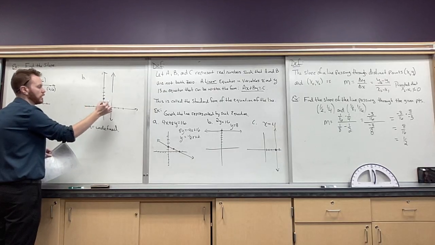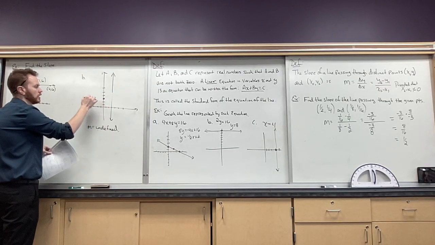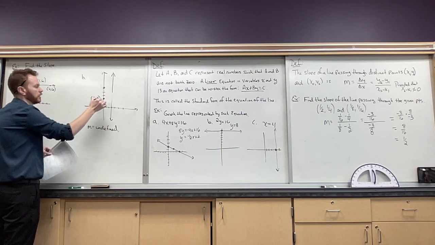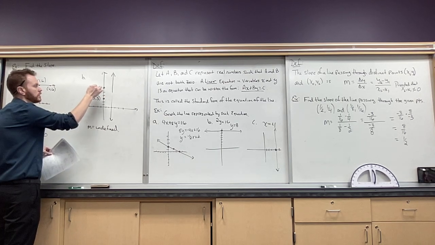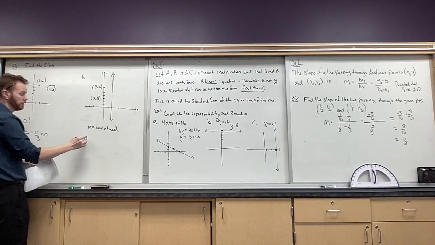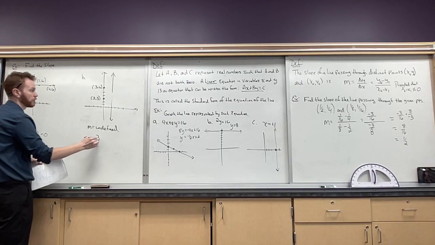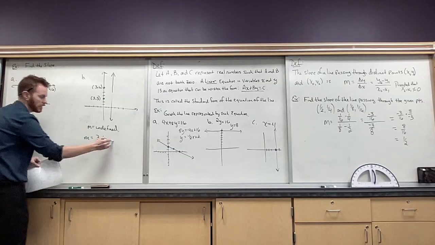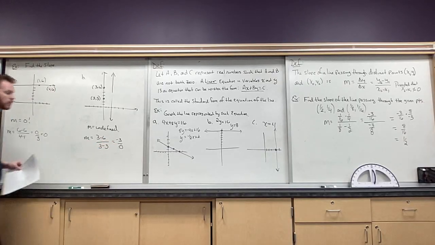So if I pick this point, this would be 3, 3. And if I pick this point up here, this would be 3, 6. Okay? So if I just go ahead and subtract them, we're going to have 3 minus 6 over 3 minus 3. Well, already you can see that the bottom is a 0, which we know is undefined.